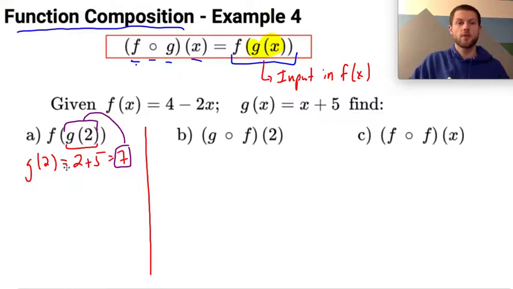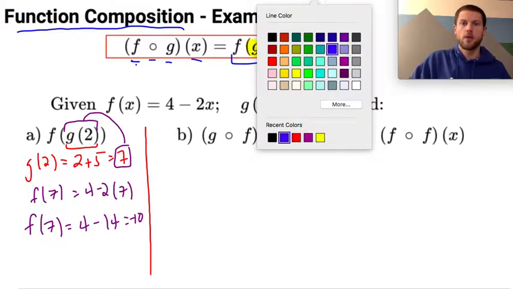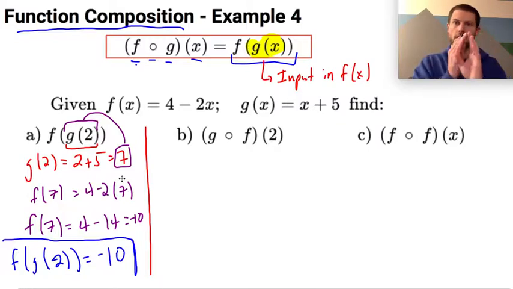g of 2 is equal to 7, so now I want to find what f of 7 is equal to. f of 7 is equal to 4 minus 2x, or 2 times 7. So f of 7 equals 4 minus 14, which is equal to negative 10. What does that mean? That means that f of g of positive 2 equals negative 10. So basically, we want to start on the inside and work our way out.